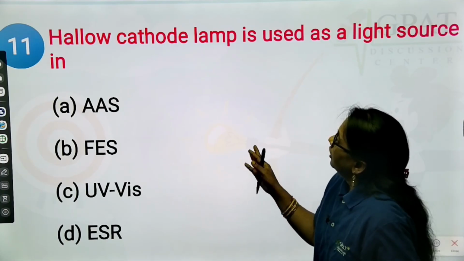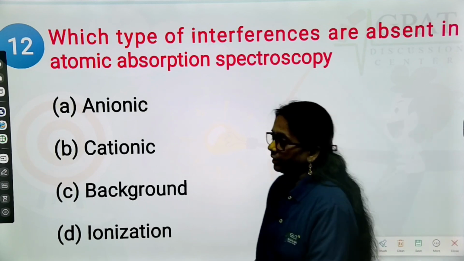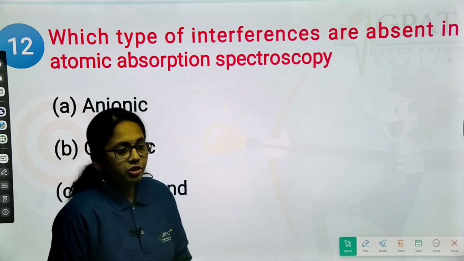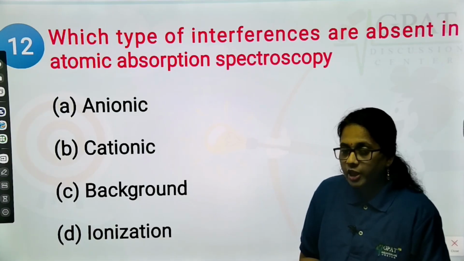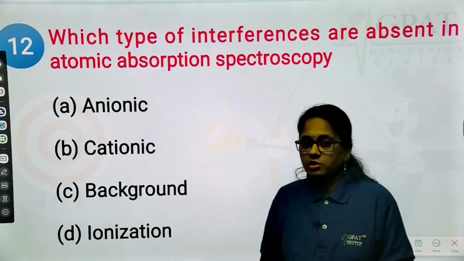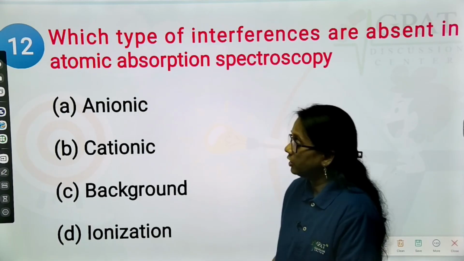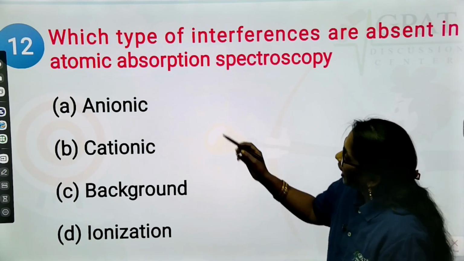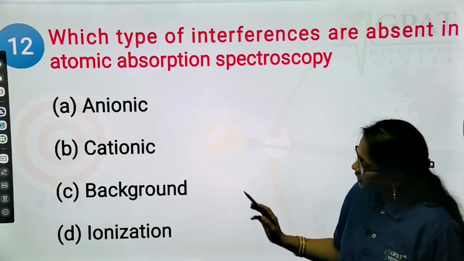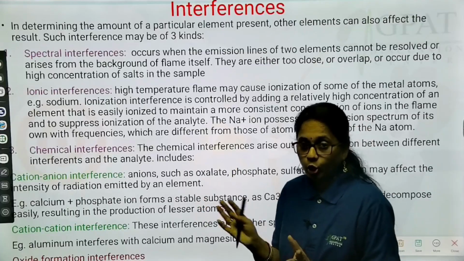Okay. Next question, which type of interferences are absent in atomic absorption? Generally, the interferences due to the elements in spectroscopy are mostly observed in AAS only, atomic absorption spectroscopy. But here they have asked which are not observed in atomic absorption: anionic interference, cationic interference, background and ionization. First of all, let us know, and then we will come to answer this question.